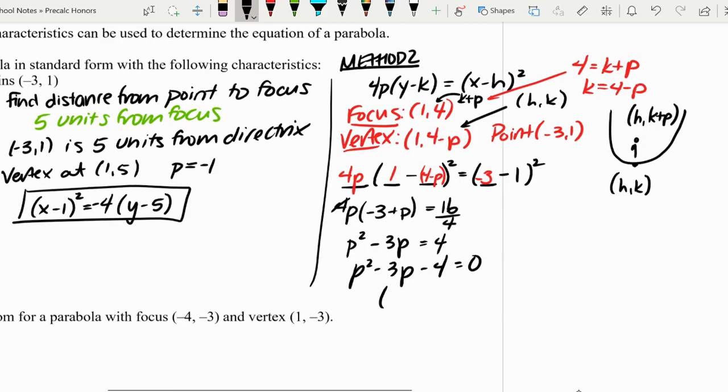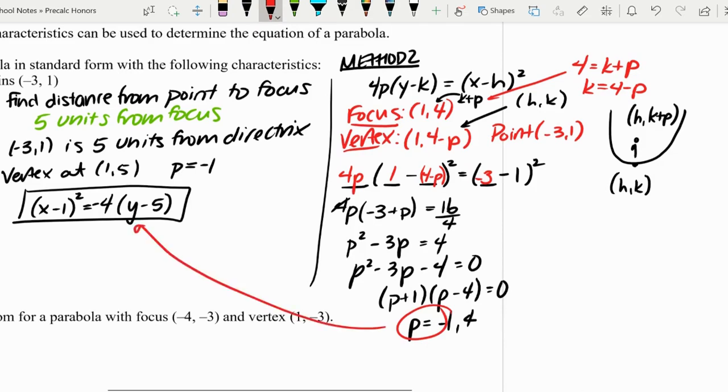Sorry, again, a little bit crazy, but hopefully you guys were just going through after you saw our setup there. So we get 2 possible answers for this one. P is -1 and 4. And since the problem told us that the parabola opens down, we have to choose that negative option and sub it back into our equation, which would give us that original one.